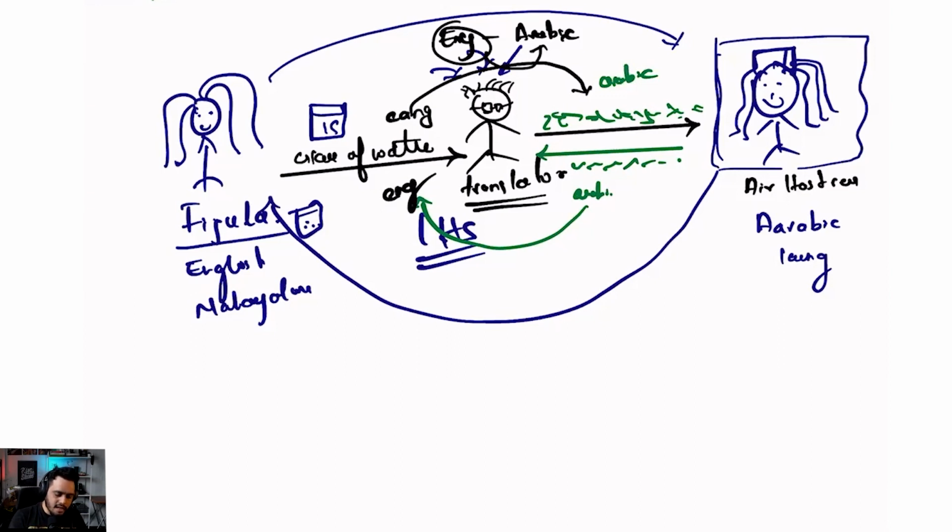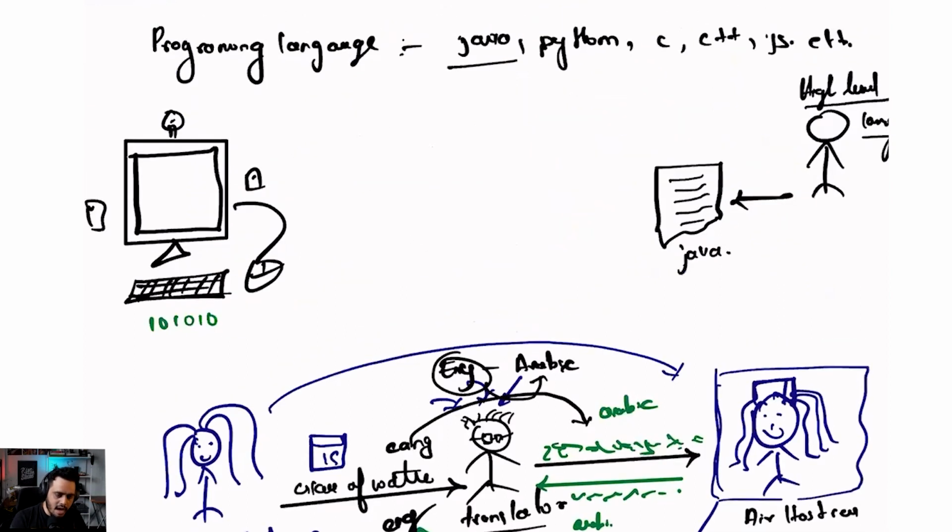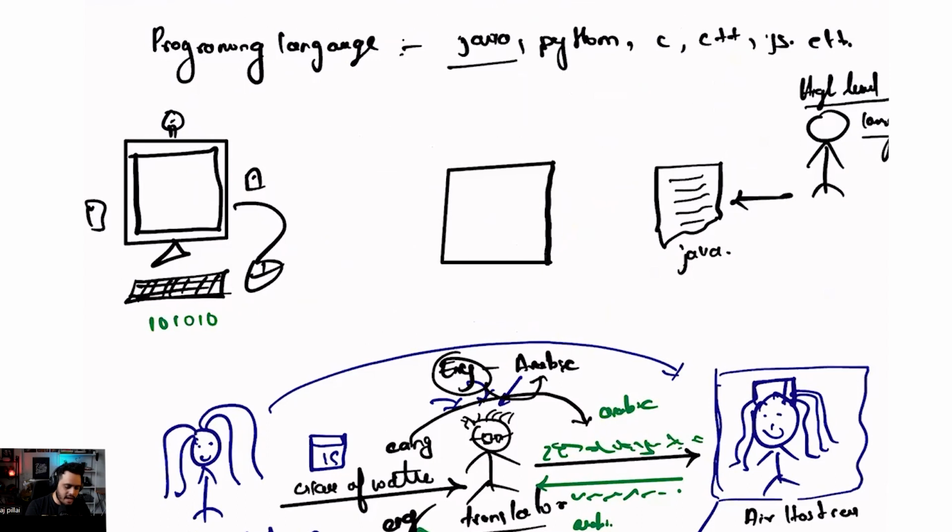Now, keep this in mind. What is happening? I know a high level language as a programmer. I am writing in Java. The computer doesn't understand it. He only understands ones and zeros. Now, we need a cool dude here in between who can help us translate whatever I give here.